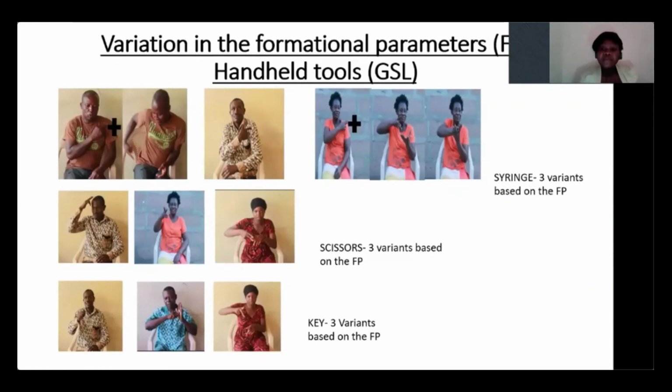Then for scissors, we identified 3 variants based on the formational parameters: scissors like barbering the hair, scissors used in neutral space, or scissors used with figure-ground, where one hand is the scissors and the other hand is an object. Another example presented here is key, which has 3 variants in Ghanaian Sign Language based on the formational parameters: key as handling, key as figure-ground, or key with the K hand shape, which was coded as not clear because the K hand shape didn't fall in any of the strategies we've discussed so far.